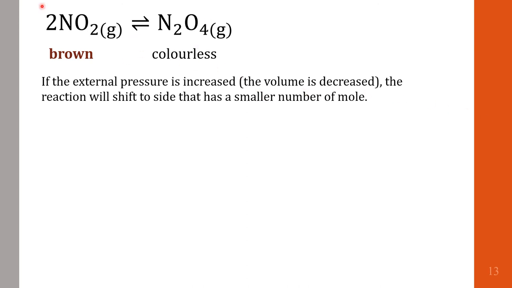Let's have a look at this reaction of nitrogen dioxide in equilibrium with dinitrogen tetraoxide. This gas is brown, whereas this one is colorless. If the external pressure is increased, the direction of change will be to the side that has the smaller number of moles. In this particular example, the reactant has 2 moles of gas, the product has 1 mole of gas. So once the external pressure is increased, it will shift to the right.